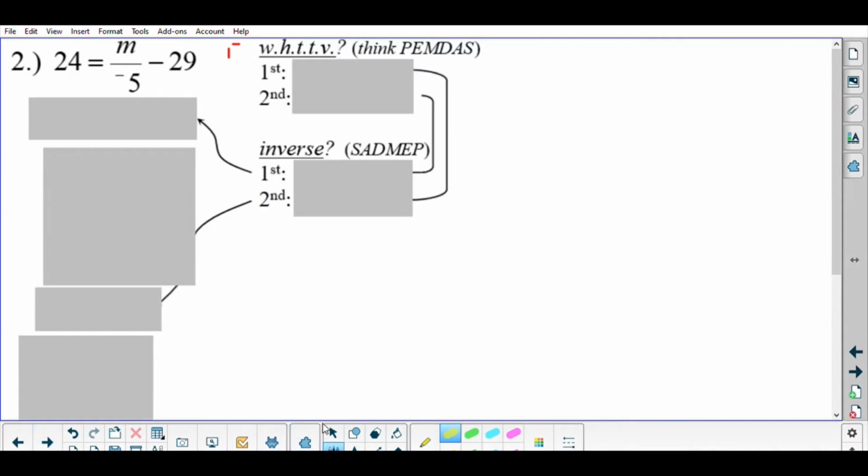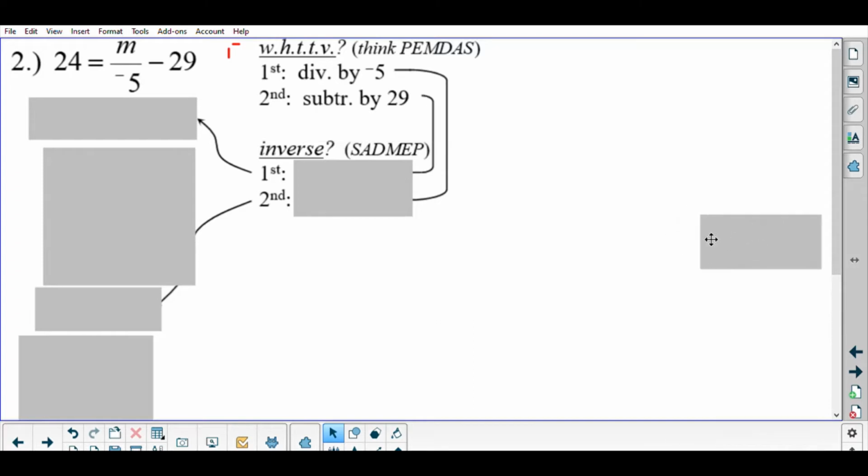All right, one more example that's fully typed up for you. Take a look at this together with me on the screen. What's happening to the variable? Well, since the m is over -5, that means it's being divided by -5. Then you can see a minus 29 to the right of it, which means it's being subtracted by 29. And that is traditional order of operations. That's PEMDAS, where it's division or multiplication, and then later subtraction or addition.